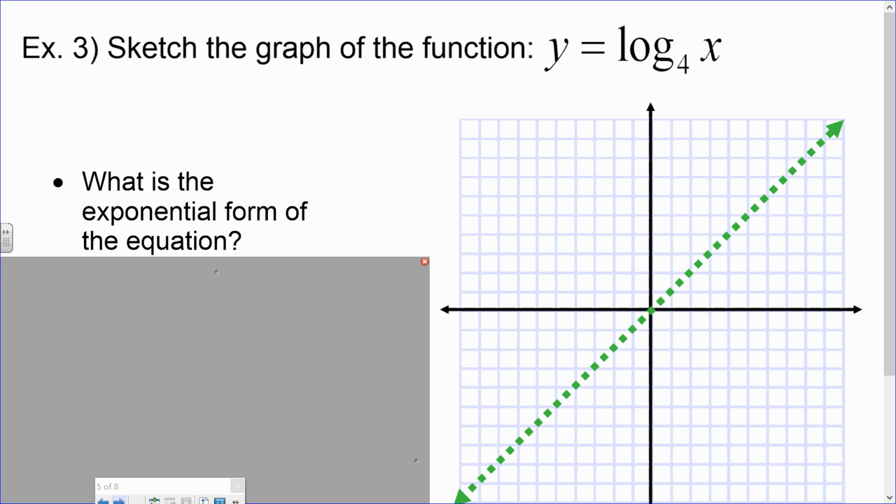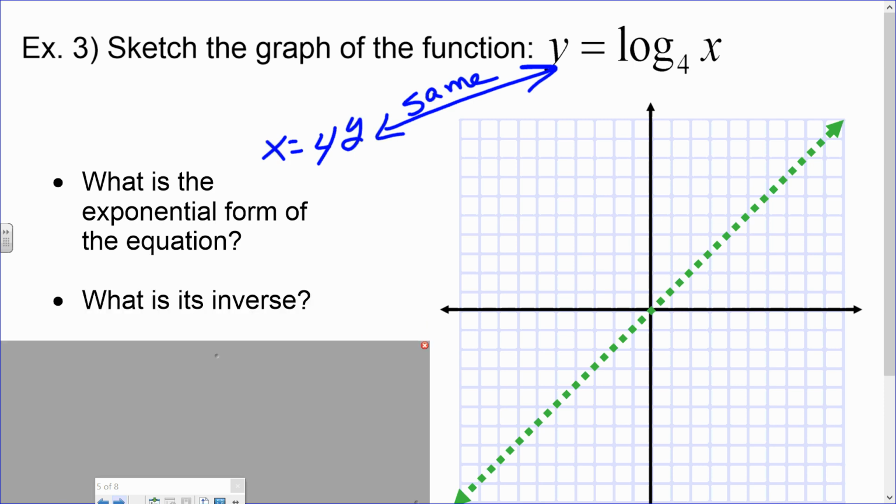Tessa, what would be the exponential form of that? So 4 to the y equals x, or x equals 4 to the y. These are the same thing, just in two different forms. Then I want to think about the inverse of that. Now for inverses, we just switch x and y, right? So the inverse would be y equals 4 to the x. And we know how to graph that.